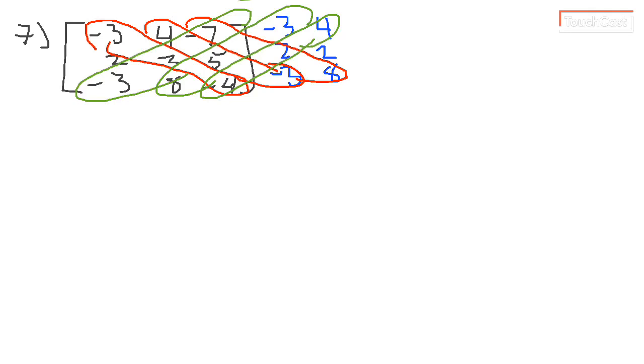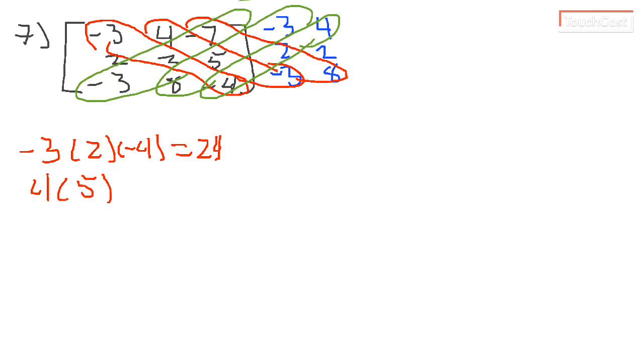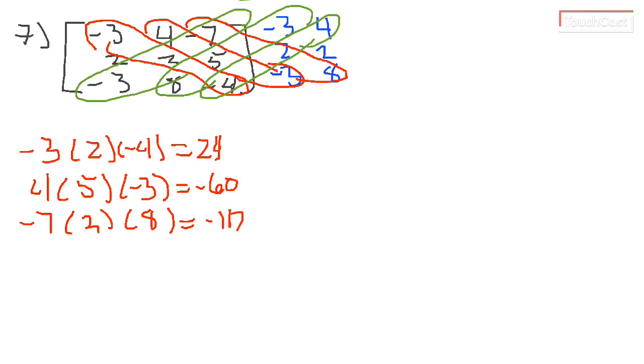Alright, now we're going to find the products of our downward diagonals. So we have negative 3 times 2 times negative 4, which gives us 24. We have 4 times 5 times negative 3, which gives us negative 60. And we've got negative 7 times 2 times 8, which gives us negative 112. When we add those, we get negative 148.